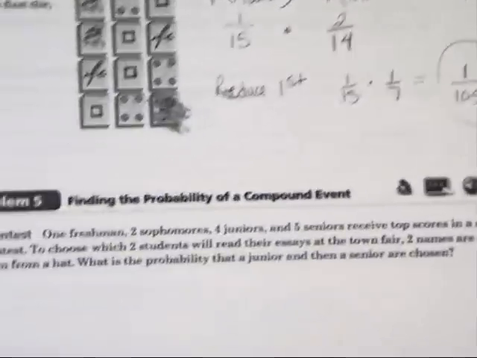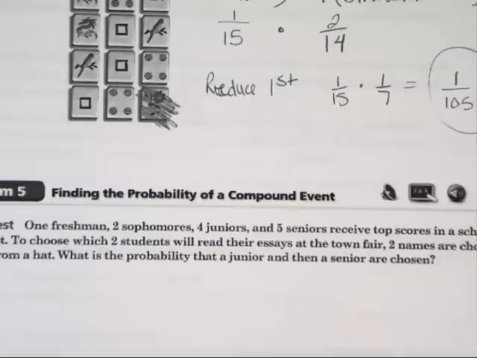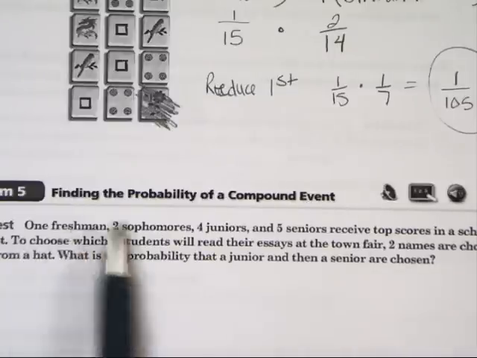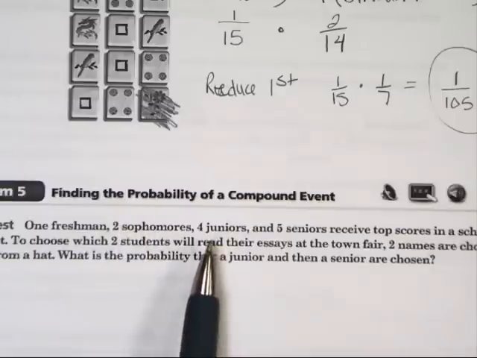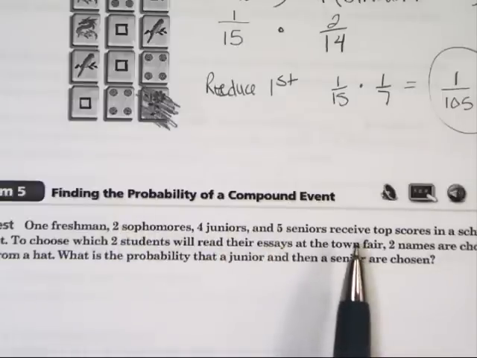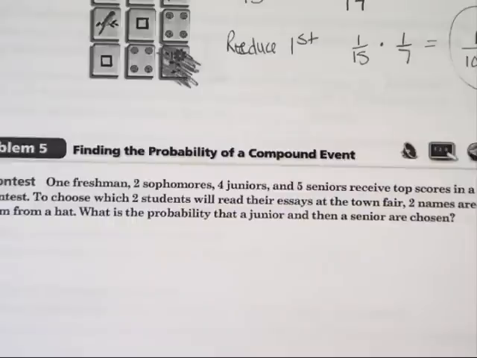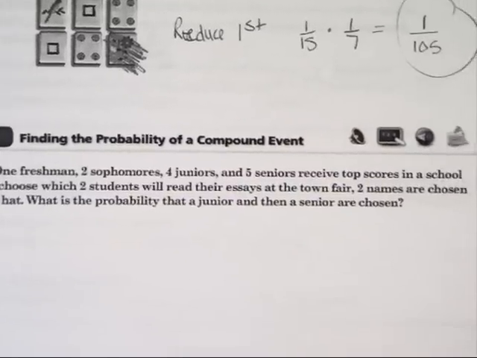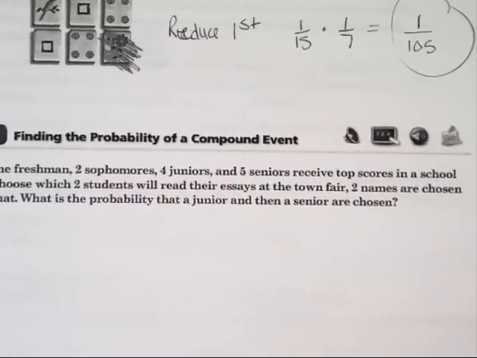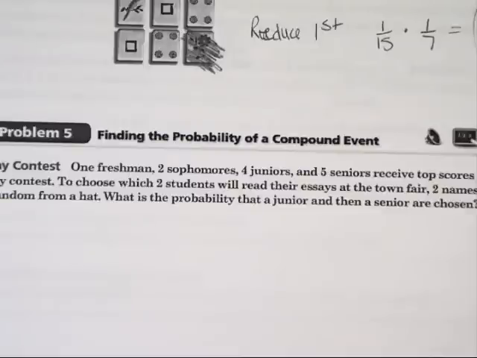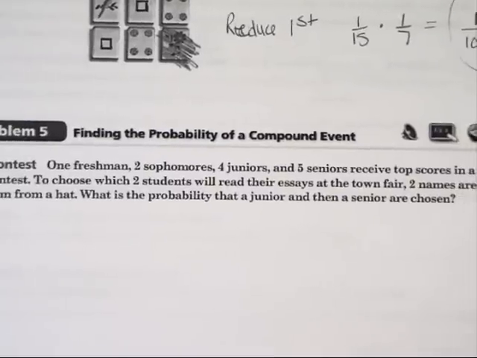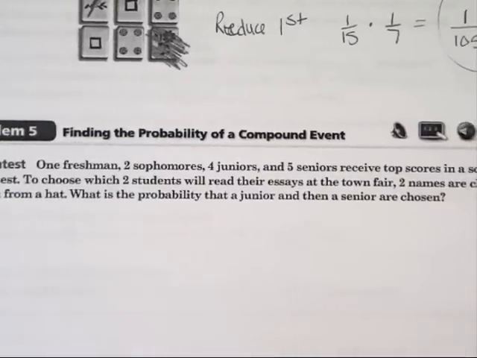Problem 5. Finding the probability of a compound event. Here we go. 1 freshman, 2 sophomores, 4 juniors, 5 seniors received top scores in a school essay contest. To choose which 2 students will read their essay in the town fair, 2 names are chosen at random from a hat. What is the probability that a junior and then a senior are chosen?